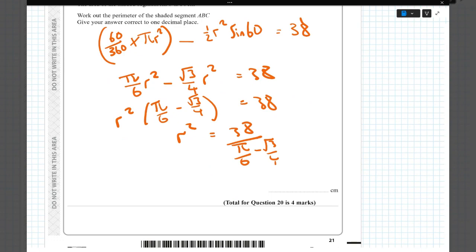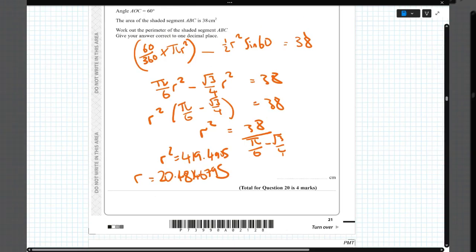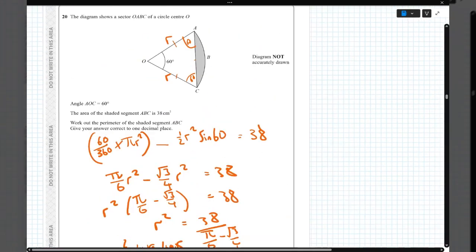Thanks, calculator. Right, that gives me r squared equals 419.4905. We'll square root that. How am I square rooting it? Shift, square root, answer, which gives me the radius as 20.48146795. Right, so that number is really important because that's AC.